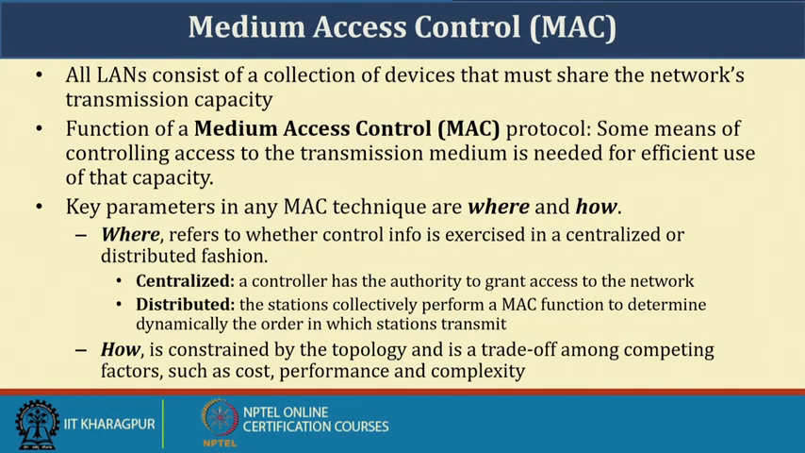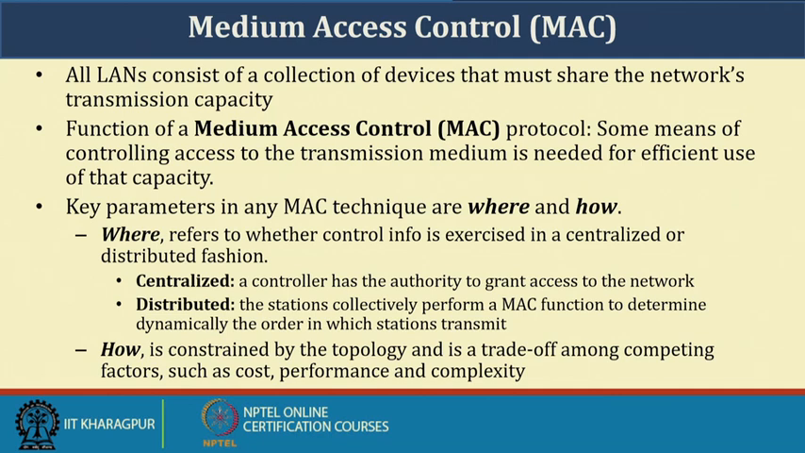If we look at the medium access layer, all LANs consist of a collection of devices that must share network transmission capacity. Whatever LAN, or layer 2 network, we are considering consists of a collection of devices that must have network transmission capability. If you have a PC, it should have a network interface card. If you have a network printer, it should have a network interface card. Anything which has the capability to communicate with the network has to have some way of interfacing.